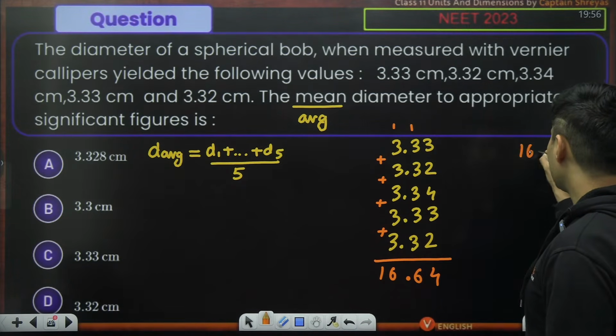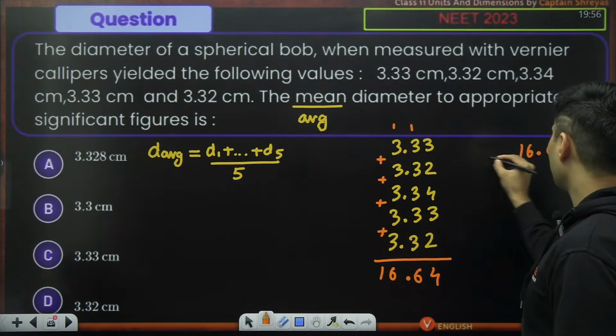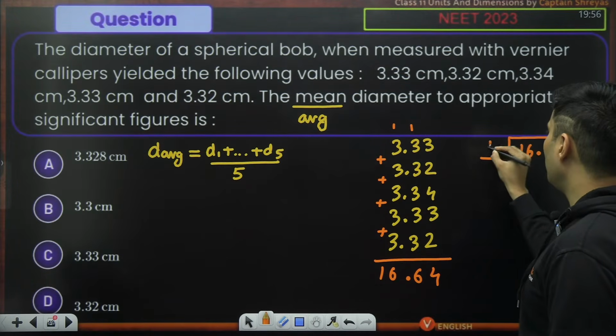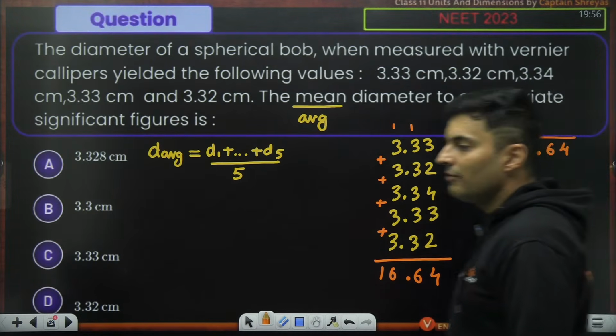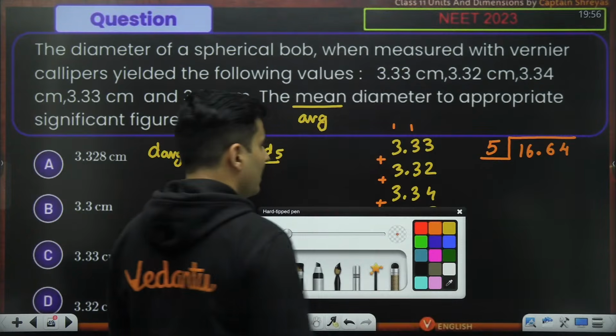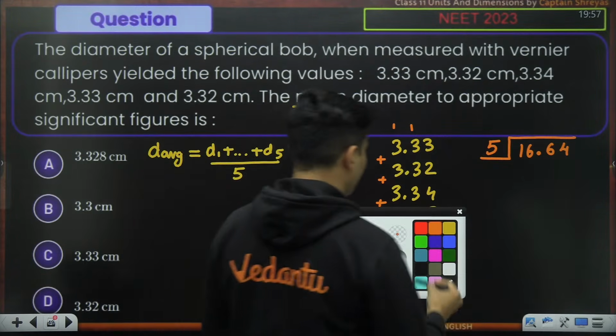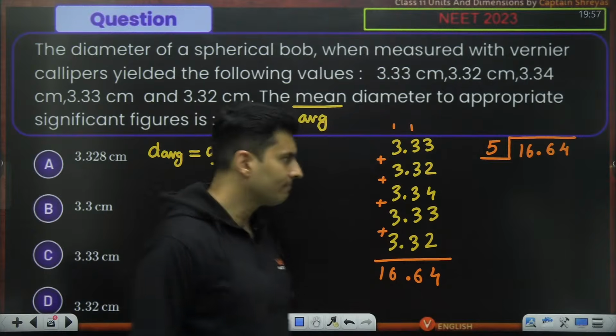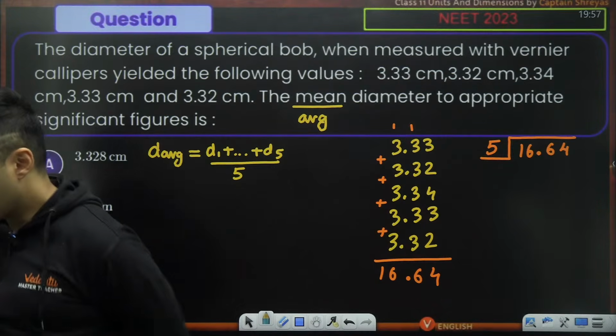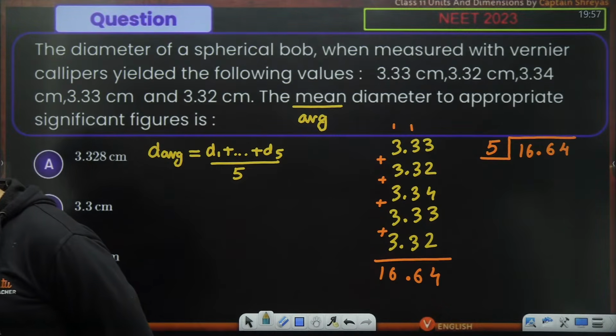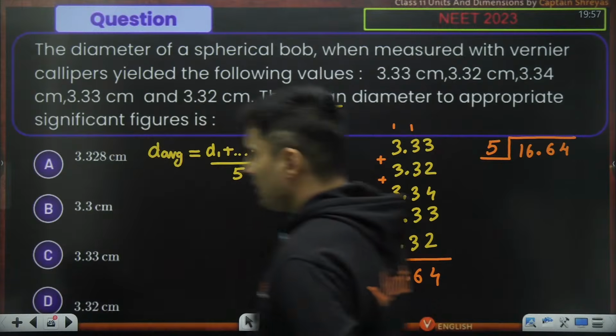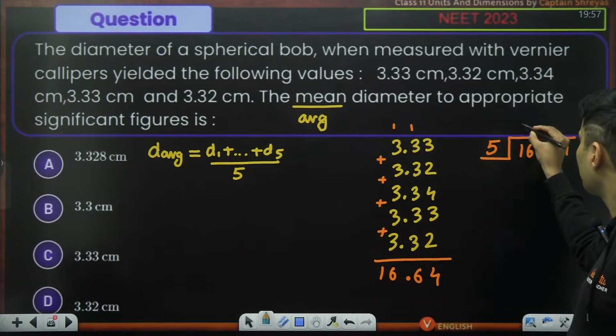Now take 16.64 and then divide it by the number 5. Divide it by the number 5. And just see how much answer you are getting. Divide it, guys. Divide it by the number 5. And just see how much you are getting.